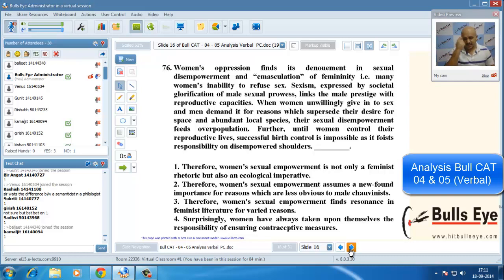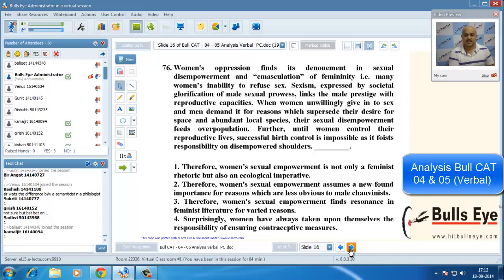The line simply means that until women control their reproductive lives, that means they are totally in control of it, birth control is not going to be possible as it foists, that means it forces down responsibility on disempowered shoulders. Shoulders which actually do not have any power. These people do not have any power. So how can they carry out successful birth control? So now, which is the line which best continues this sentiment?